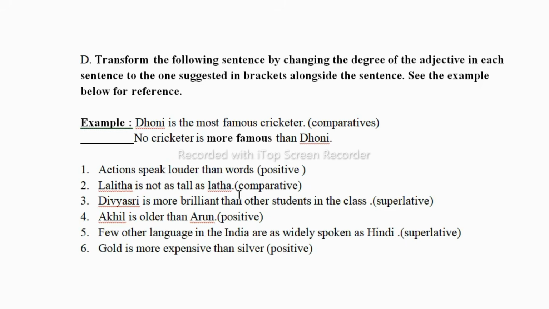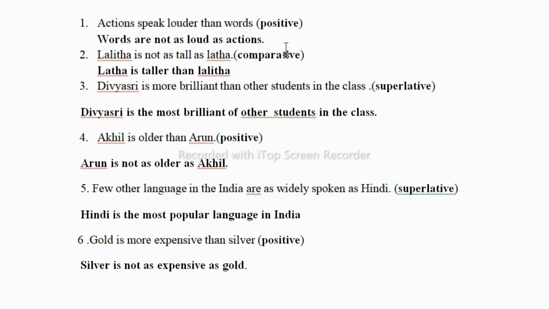So here we have 6 questions. We need to do the changes as per the directions. So I have written the answers. Let's see those answers. Let's see the first one: actions speak louder than words. So here we have the comparative degree because we have "er" and then we have "than". So we need to change it to positive. So: words are not as loud as actions.